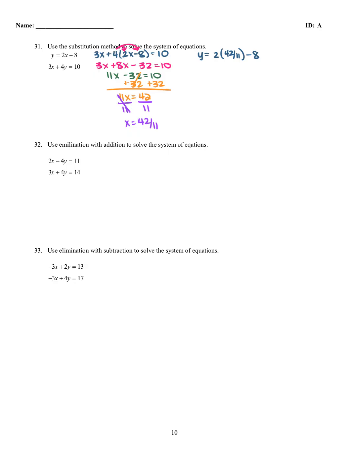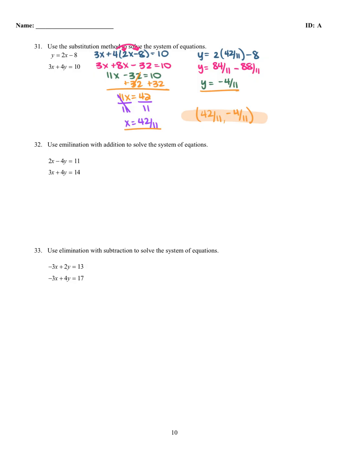The 2 times 42 over 11 gives us 84 over 11 minus 8, which is the same thing as 88 over 11. Remember, you need like denominators in order for you to add or subtract fractions. So this leaves you with negative 4 over 11 for y. So this gives you 42 over 11, comma negative 4 over 11 for the answer.